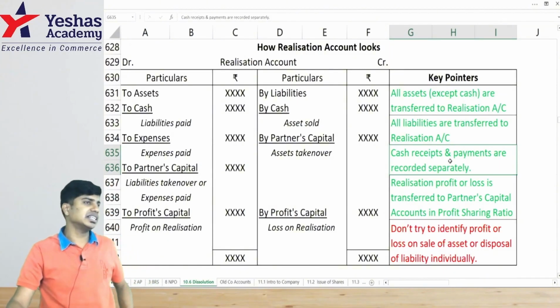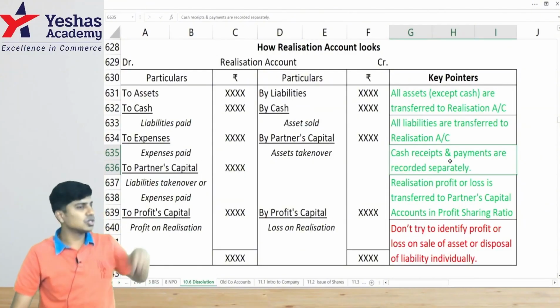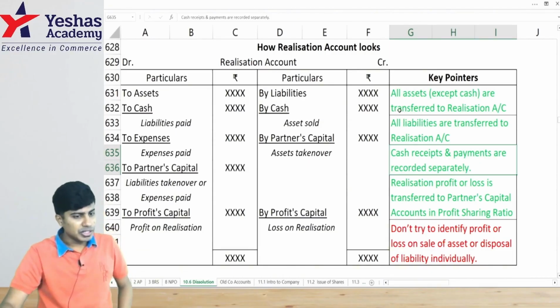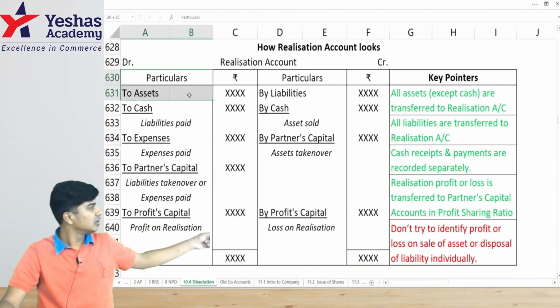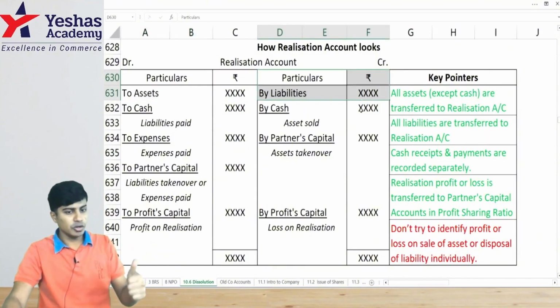Let's say in the balance sheet asset side there is debtors 10,000 in the inner column minus provision 1,000, 9,000 in the outer column. What do you have to do? Debtors is 10,000. When you transfer assets here, transfer 10,000. Provision 1,000 you transfer as a liability separately. I hope you got it.